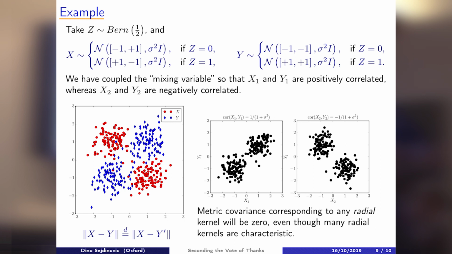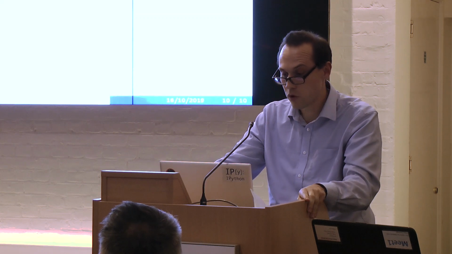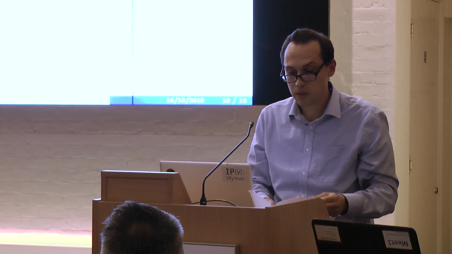Okay? So just to summarize, when we have this generic choice of metric, the corresponding Hilbert embedding phi is defined implicitly and may not be always straightforward to interpret. But what forms of dependence are actually captured by metric covariance can strongly depend on the form of phi and hence on the associated kernel. But on the other hand, I find this RKHS interpretation quite exciting because it actually may give rise to different estimation methods for metric covariance and the developed framework of functional principal component analysis, for example, by making use of the literature on large-scale kernel methods.